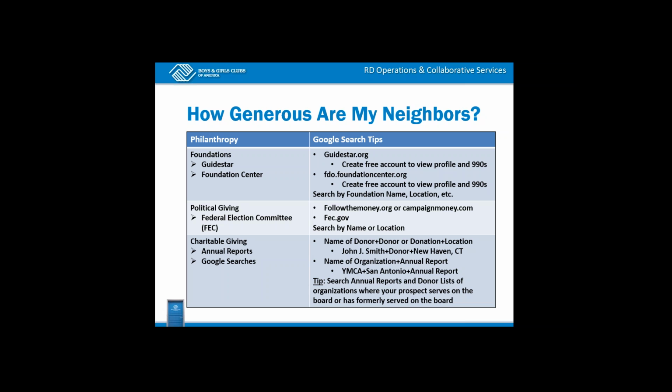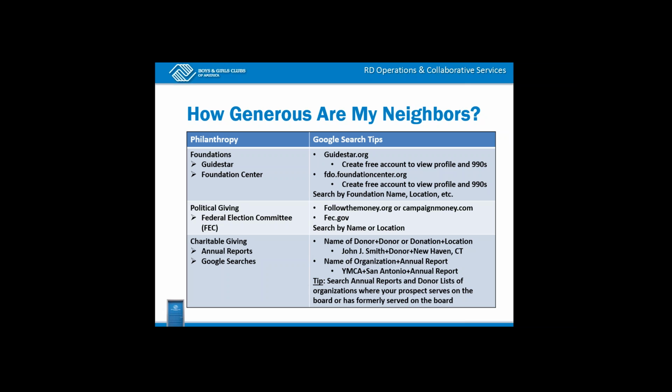Political information is a great thing to look at. There are several sites: Follow the Money, FEC.gov. Open Secrets is a good one if you're doing an election year. Sometimes these get really slow, so Open Secrets tends to be the one that's the fastest during that time. Again, these are in your Do-It-Yourself Prospect Research Guide on bgca.net.